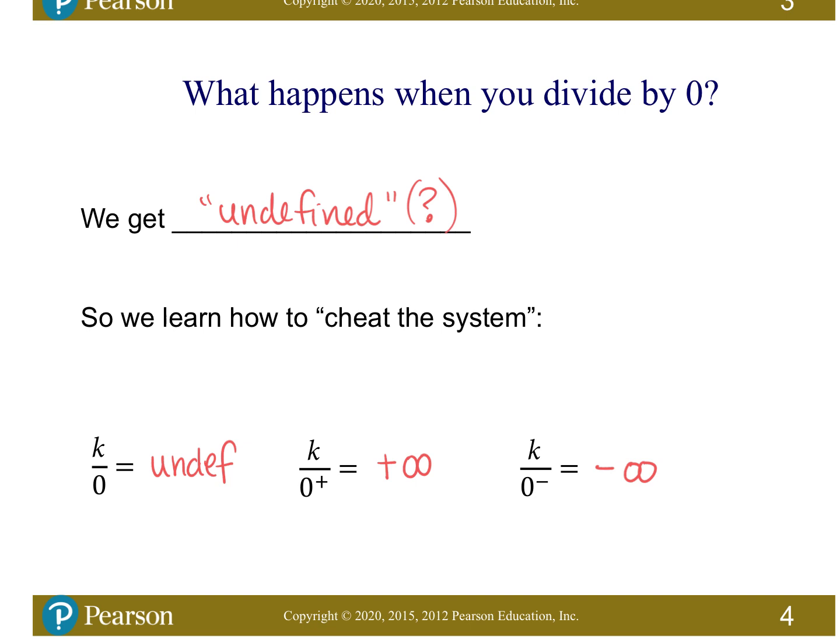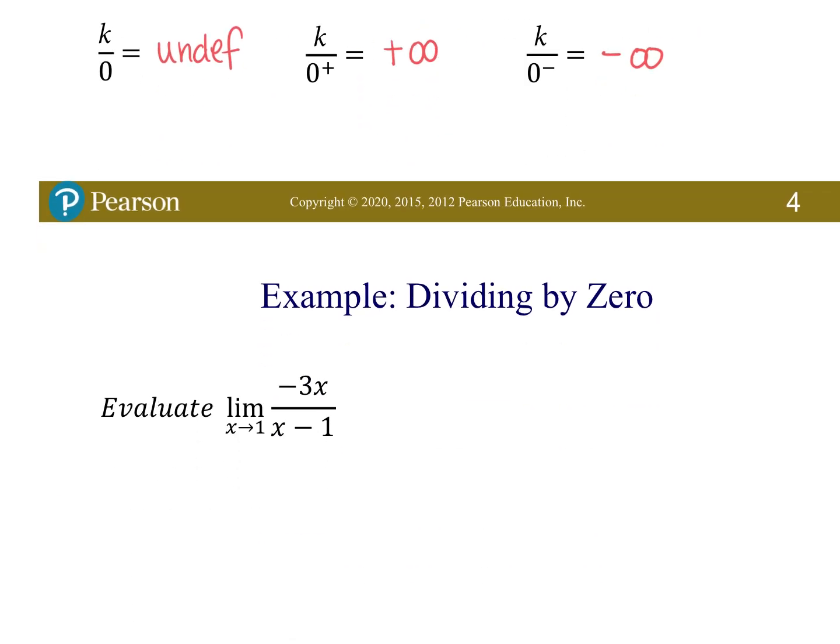Unless the k is negative on the top too, then you're going to get positive infinity because the two negatives would make a positive. But we'll just stick with this. You're going to get a positive or negative infinity when you divide by 0 plus. So you're going to have to stop telling me that it's undefined and start telling me what kind of infinity you get, because you're going to get one or the other.